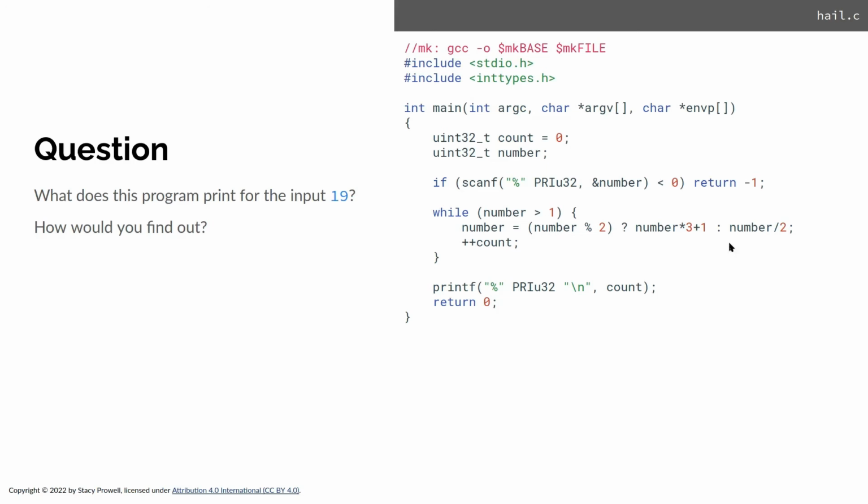So this may look a little odd. That's that question mark colon operator. I do number % 2, so I divide by 2, and that's the remainder. If the remainder is 1, it's odd, and I do this. If the remainder is 0, then it's even, and I do this. And I just keep counting until this loop terminates, if it terminates, and then I print out what the count was. And so the question is, what happens when I give it the input 19? How would you figure that out?